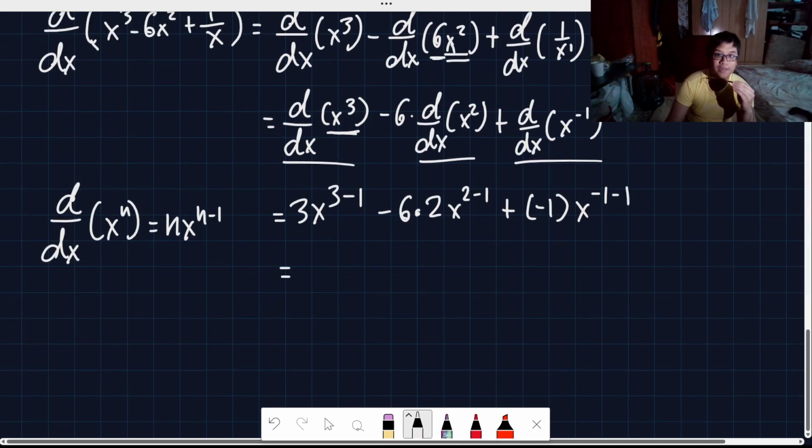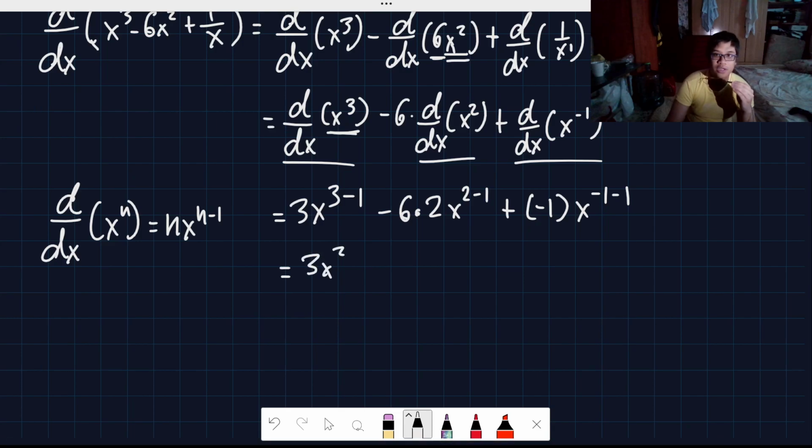So let's combine. 3x raised to 3 minus 1, that's 3x squared. Negative 6 times 2, that would be negative 12, then x raised to 2 minus 1 is simply x. Then here we have positive times negative, you will get negative. Then here we have x raised to negative 1 minus 1. So you have x raised to negative 2 as a result, right?